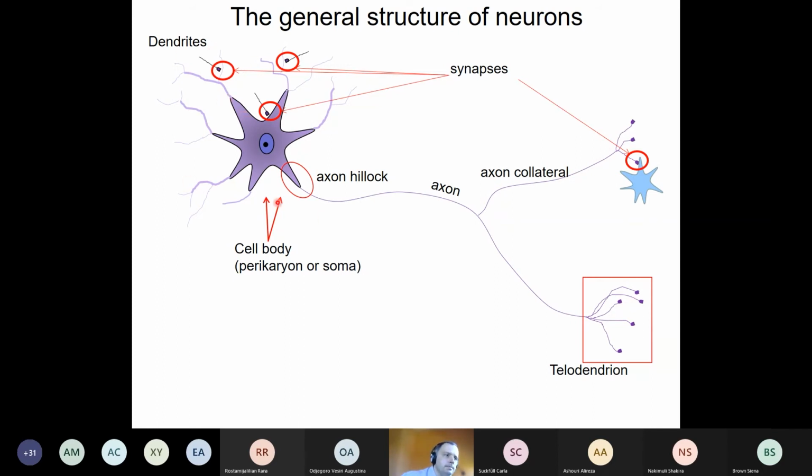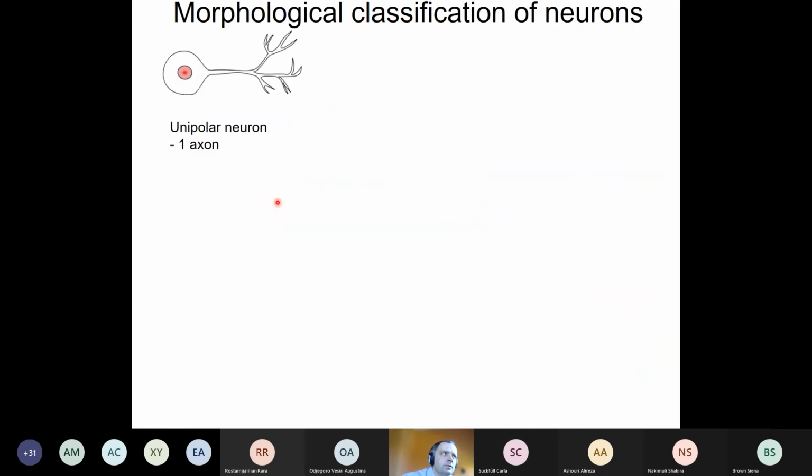But this is not always the case. We also have other kinds of neurons in shape, and therefore people designed classification for neurons according to their morphology. So there's a morphological classification of neurons to be studied, and this slide is about that. In very primitive animals, in creatures which have a very simple nervous system, there are these kinds of neurons, so-called unipolar neurons, which do not have dendrites. This is the cell body, the soma, and they have one single axon, which may be branched at the end with an end tree, but this is a single axon.